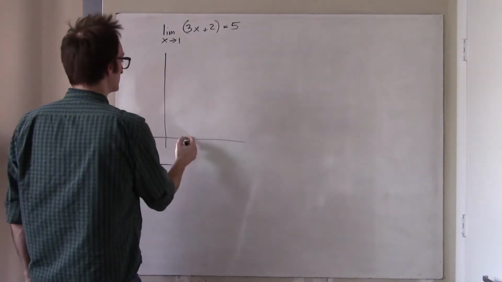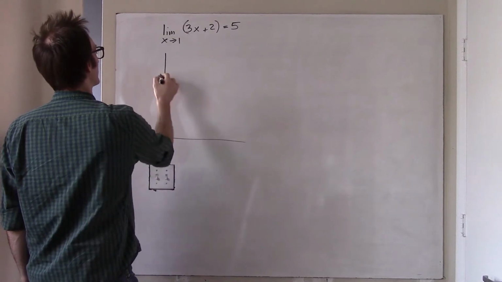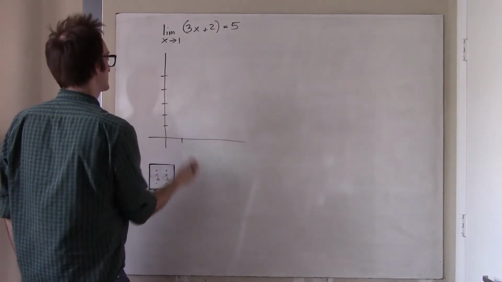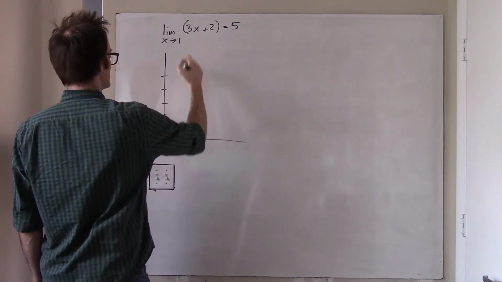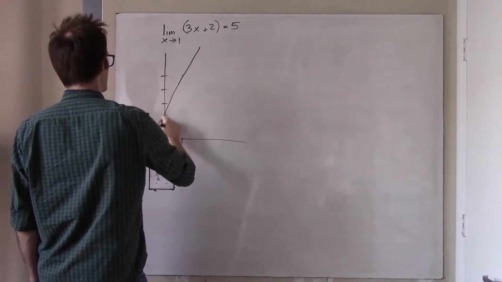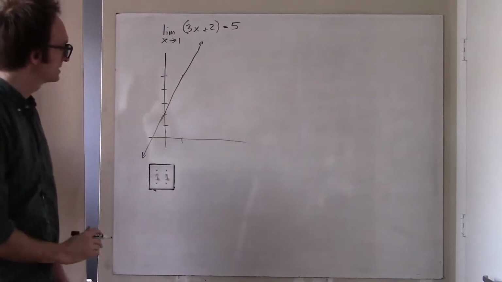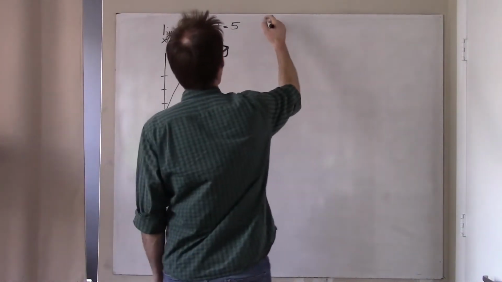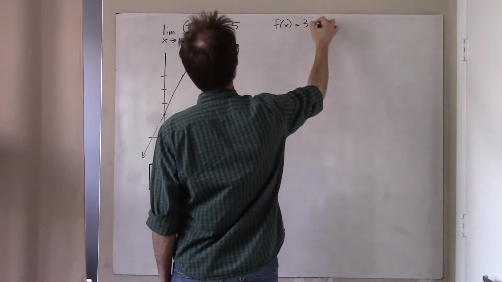What does this thing look like? Well, it's a line, 2, 3, 4, 5, and here's 1. And okay, when x is 0, we're here at 2, and then by the time we get to 1, we're up at 5. And so, yeah, this is really just this line, and sort of there it is. Okay, so this is a function. You could say. So we have the function f of x equals 3x plus 2.